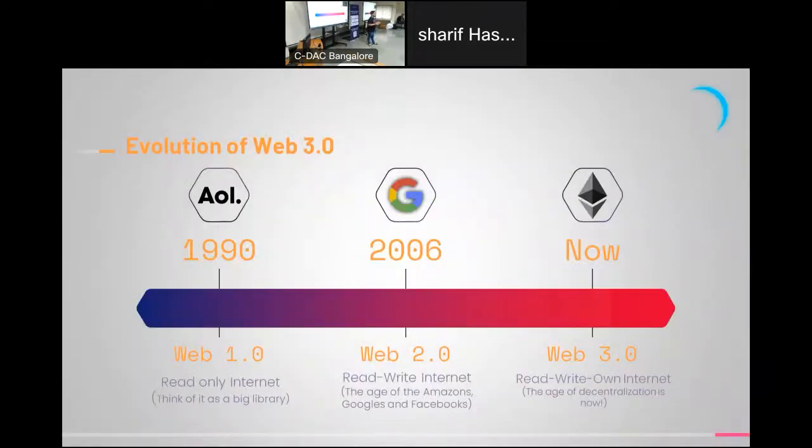Okay, let's understand the evolution of the internet. I think I don't need to teach you guys how the internet evolved. But when the internet was conceptualized for the general market in the 1990s, we said the internet was like a big library, right? You would access the internet through a web browser, and you could go to a website and view the information. So you could read it, right?